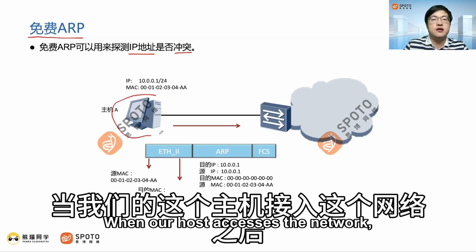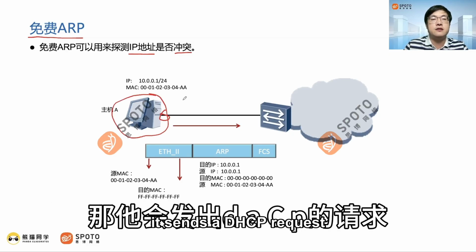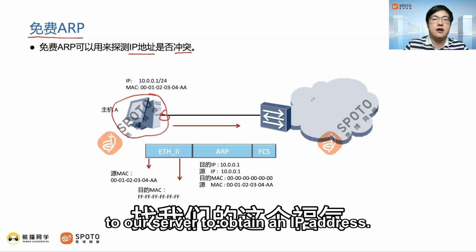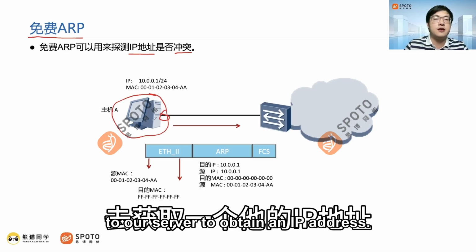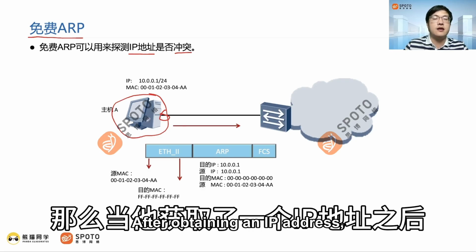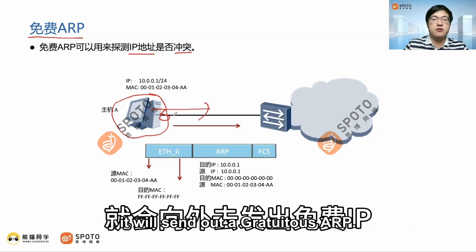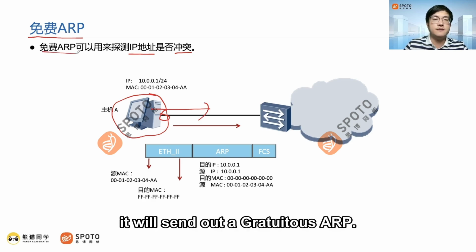When our host accesses the network, it sends a DHCP request to our server to obtain an IP address. Right? After obtaining an IP address, it will send out a gratuitous ARP.